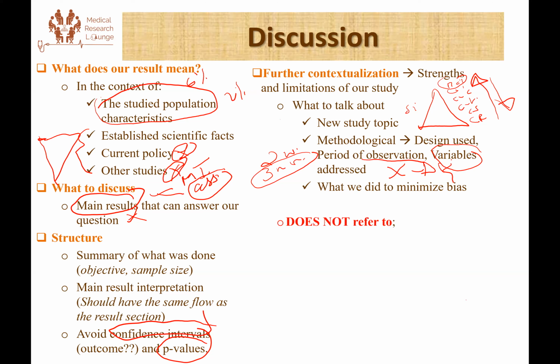So there are things that we should not refer to when we talk about strength and limitation of our study. The first one is sample size.